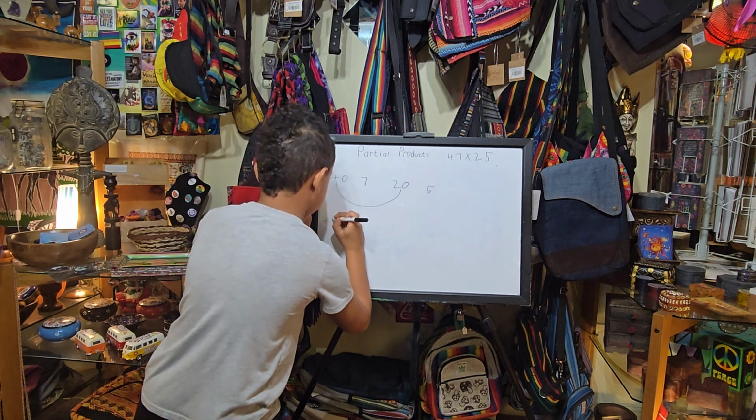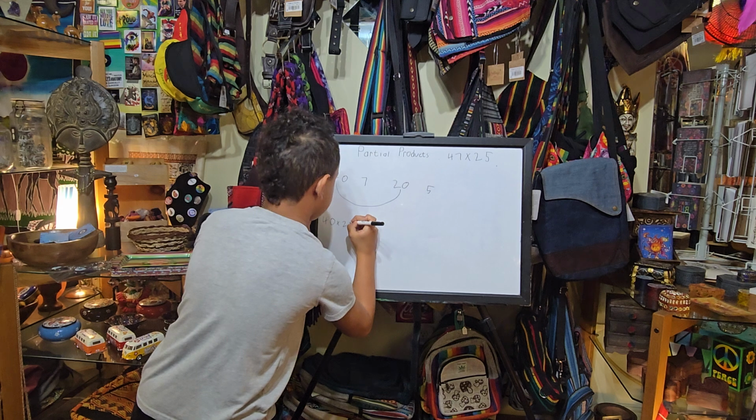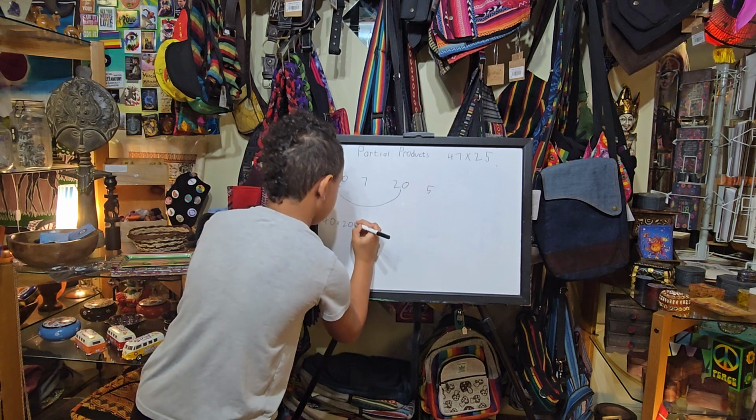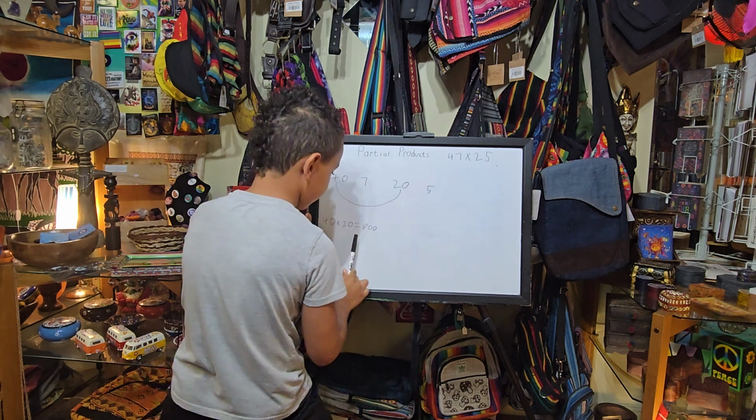40 times 20, this is step 1, 40 times 20 is equal to 800. So that's our first part.